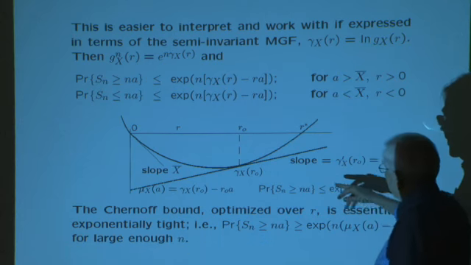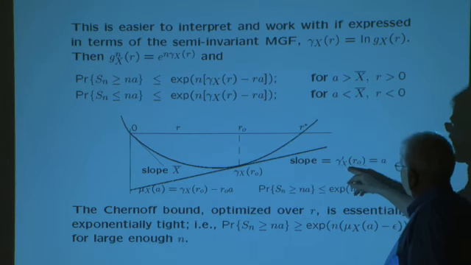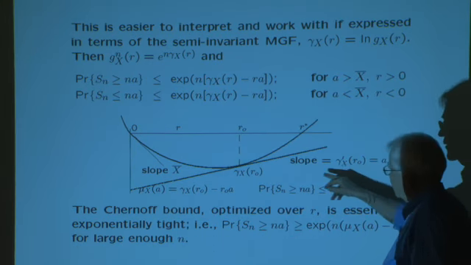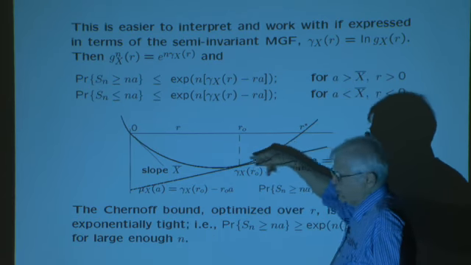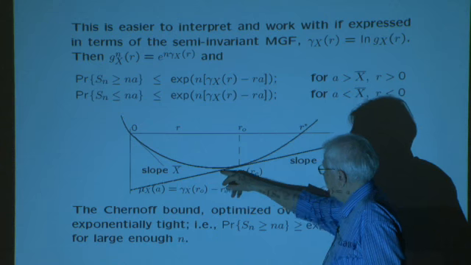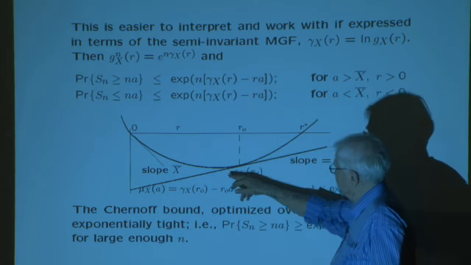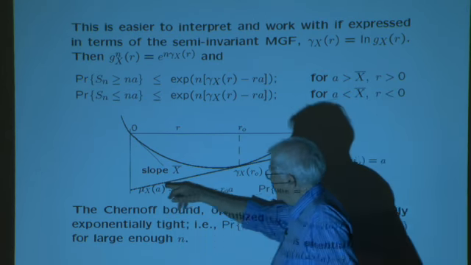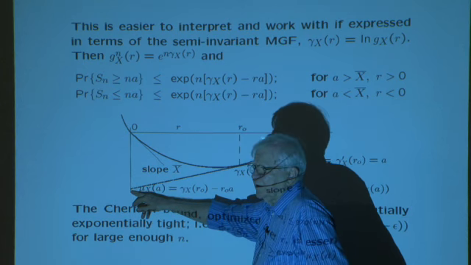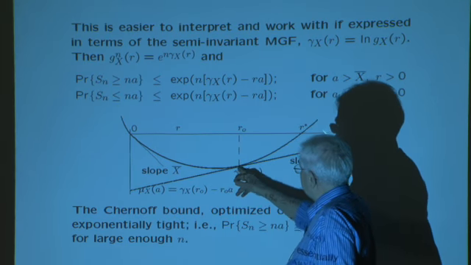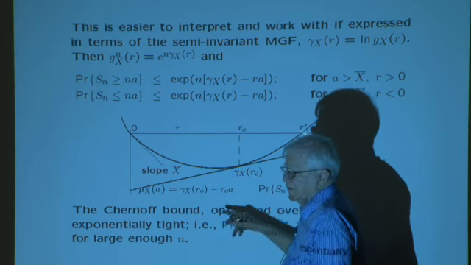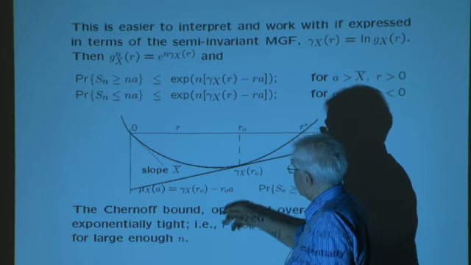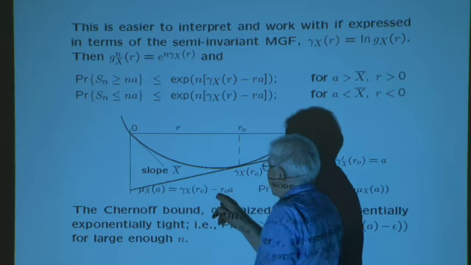If I take a line of slope gamma prime of r, that's a tangent to this curve because this curve is convex. So if I take a line through here of this slope and I look at where that line hits here, where does it hit? It hits at gamma sub x of r, this point here, minus gamma x of r.